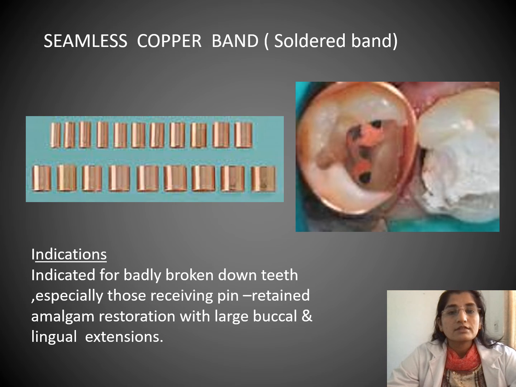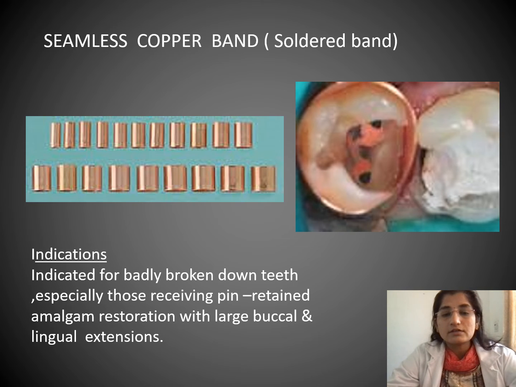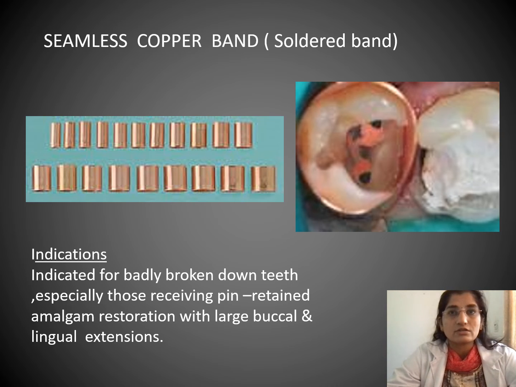Coming to the seamless copper band, these are used without retainers. Ideally, you can see the picture here: copper bands of different sizes are available, and these are also called soldered bands, indicated for badly broken down teeth, especially those receiving pin retained restorations. They are used especially in pin retained amalgam restorations where a large buccal and lingual extension is seen.